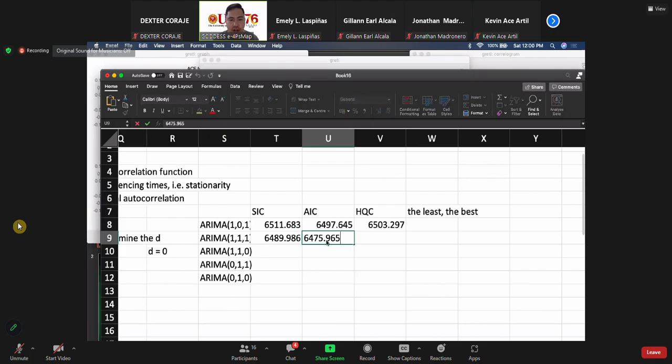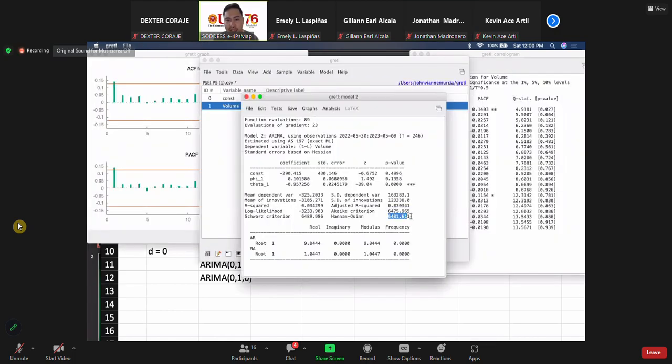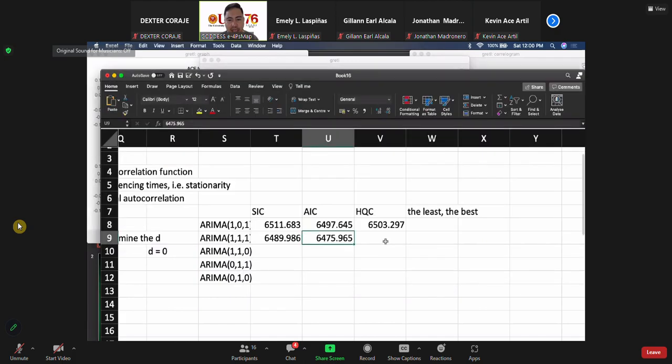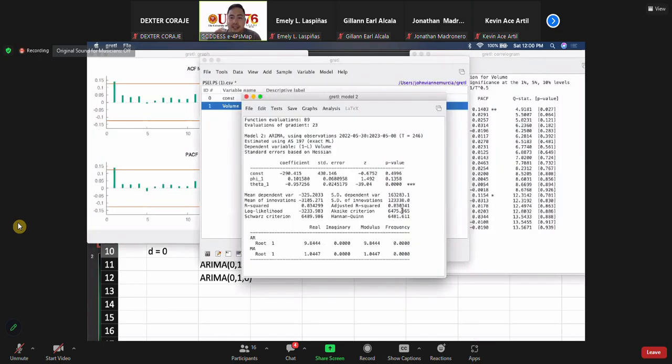It's smaller, no? If we look, it's smaller than the ARIMA 101. This one is also smaller. So I expect that this particular ARIMA model is better in forecasting compared to the ARIMA 101, because the SIC, AIC, and Hannan-Quinn criterion are smaller. So that means, okay, we're done with this ARIMA.